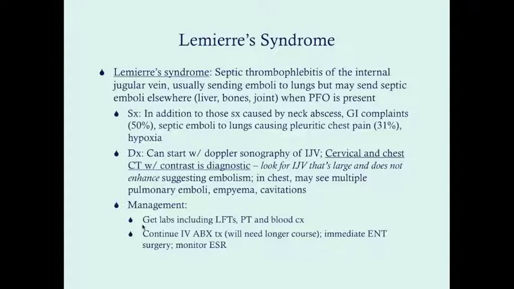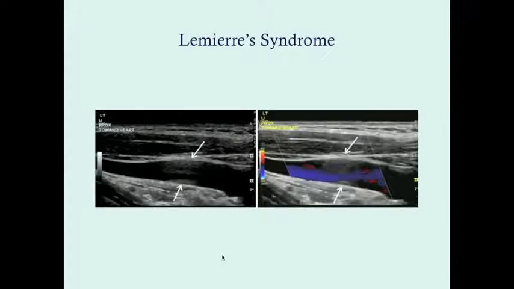Your management is really not going to differ a whole lot, other than you're going to keep a better eye on them. So you'll get labs, and that's going to include liver function tests, because we're always concerned about emboli to the liver. You'll get a PT and INR, and then you'll also get blood cultures. You'll continue IV antibiotic treatment. You'll need a longer course. These patients will probably need to be in the hospital for up to a month, and then immediate ENT surgery if you haven't done so already, and then monitor their SED rate for response to the antibiotics and a subsequent improvement in the inflammation. So here's an example of Lemierre syndrome as detected by Doppler.